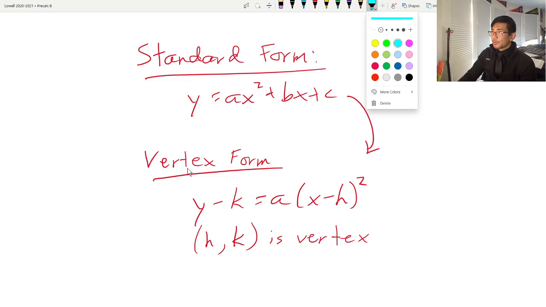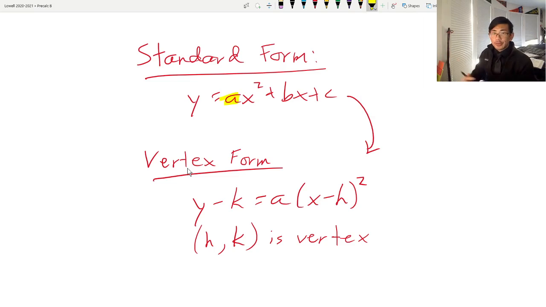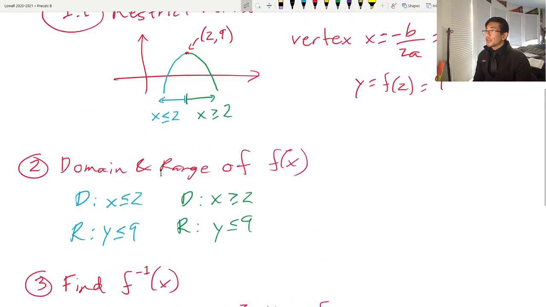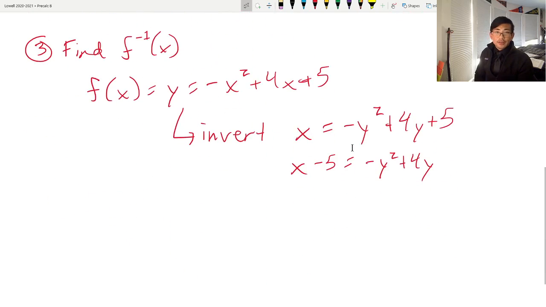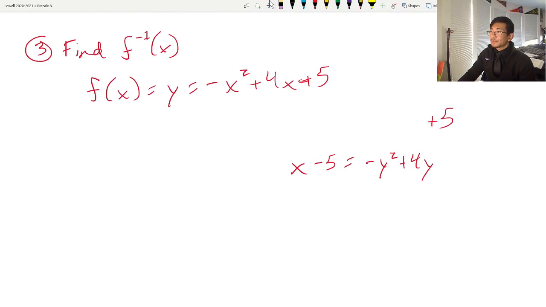I will point this out though. The a, or the x squared coefficient in standard form, is the exact same a as it is here. And so, if you somehow managed to find the vertex without completing the square, and you have the function given to you in standard form, you can just put the pieces into this equation and get the vertex form. Coincidentally, we have actually already done that. We know that the vertex for this graph is 2, 9. So coincidentally, we actually have vertex form. So I'm going to start this over, and I'm going to show you why that's helpful.